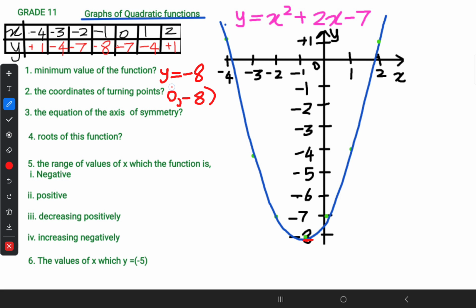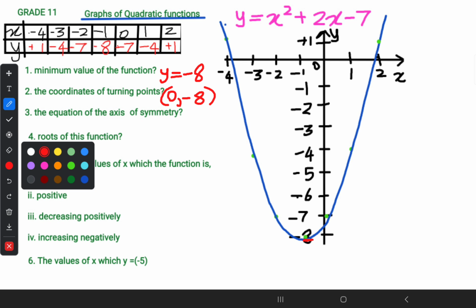This is the coordinate of the turning point. Okay, turning start here to here. This is the turning point. That's obvious. And thereafter, for the next question, the equation of axis of symmetry.